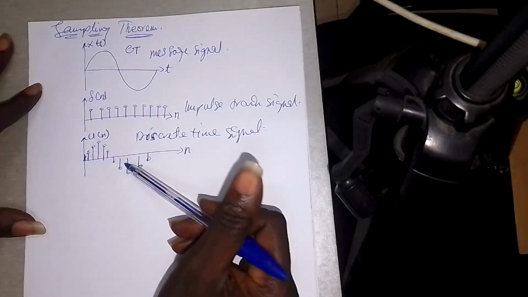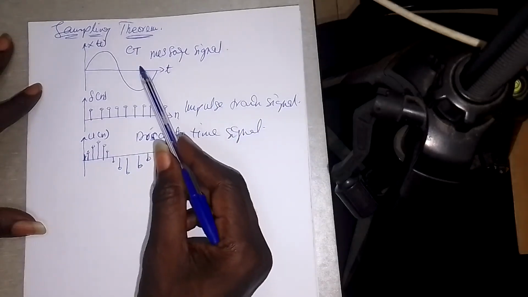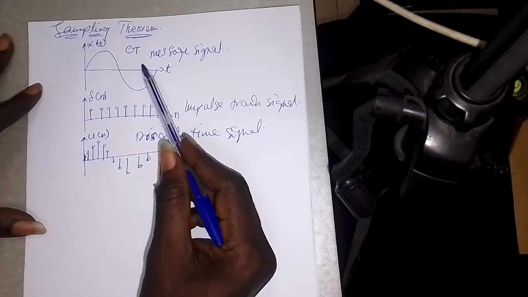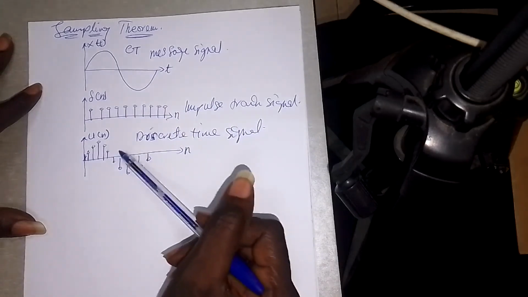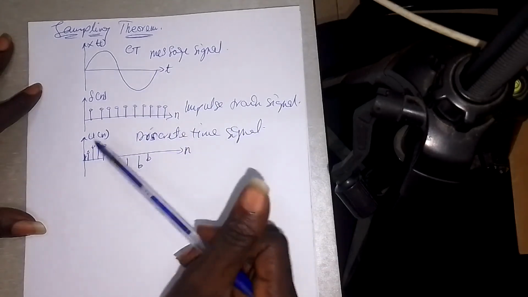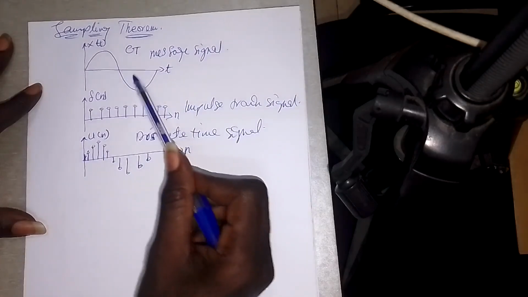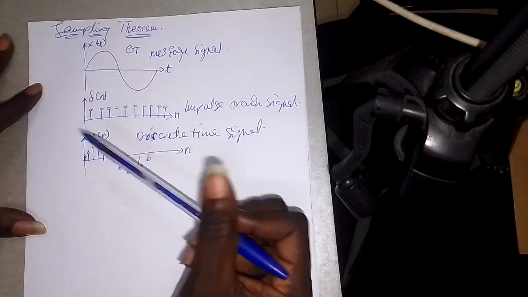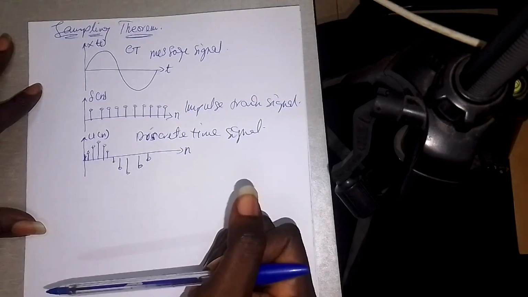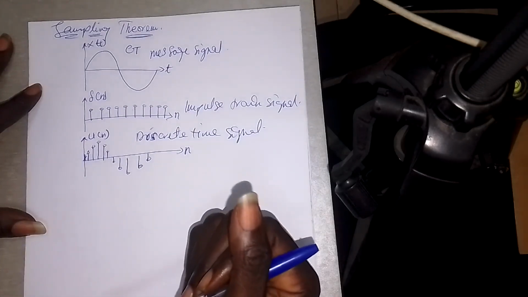Now you see that this signal here is the exact representation of this one. By taking samples from this one, we are able to get this. By multiplying this message signal with the impulse train signal, we get the discrete time signal. Normally that is what is being done.